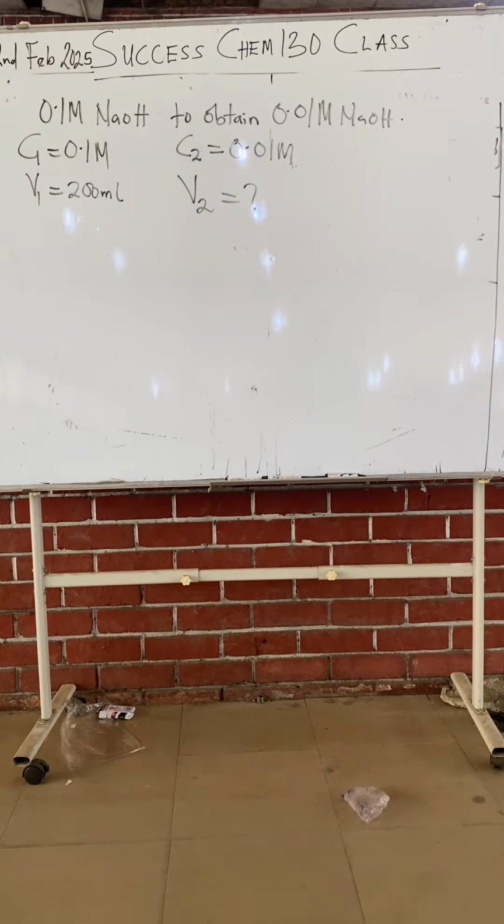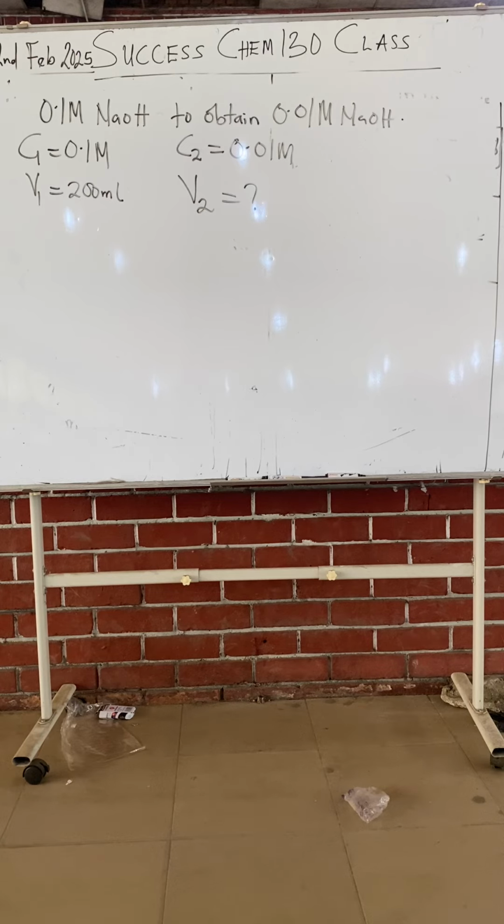Class, take note. That's what I want to correct. That's why I gave this question. Many students will think it's only V2 that I don't know, so that's what I'm looking for. No. Class, what you're looking for is the diluting volume. To obtain the diluting volume, we say V2 minus V1.